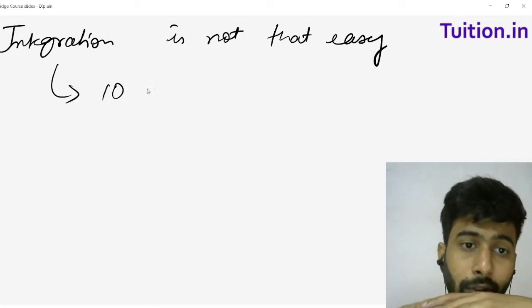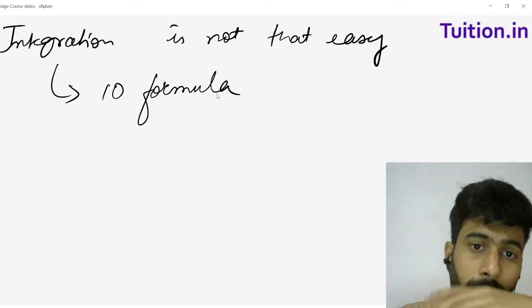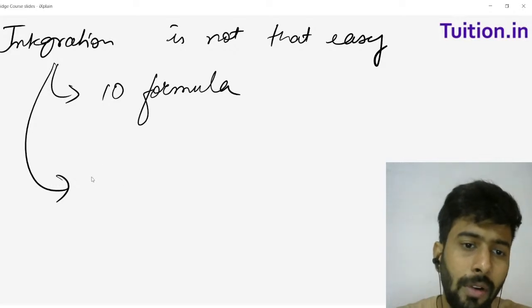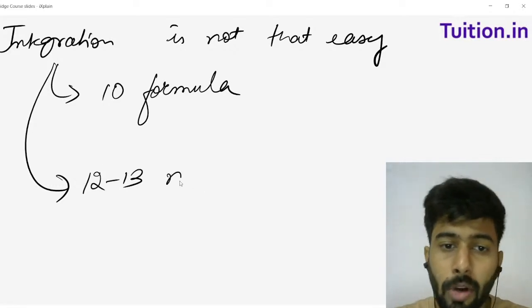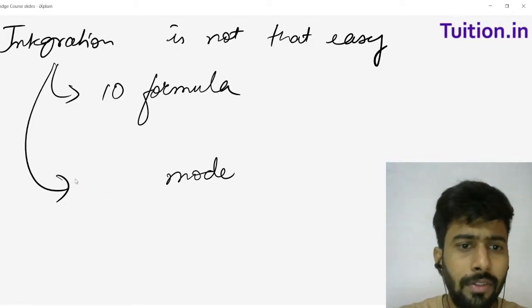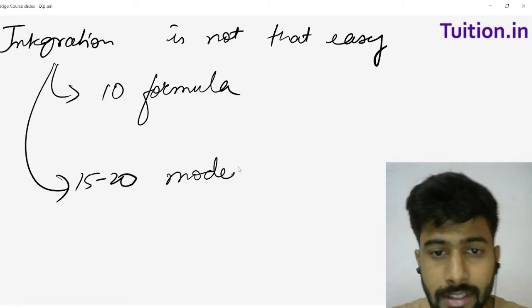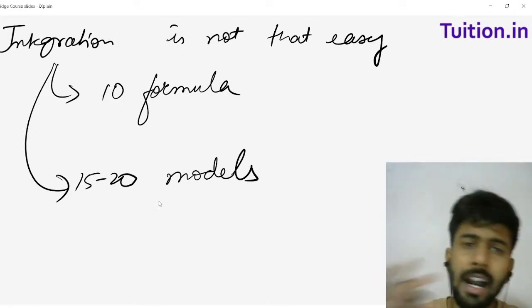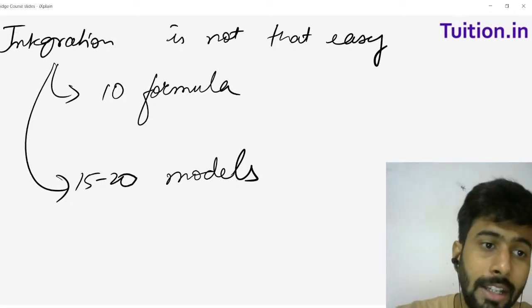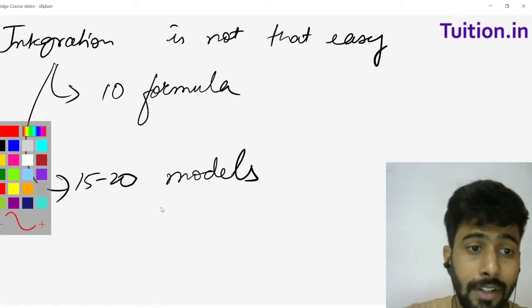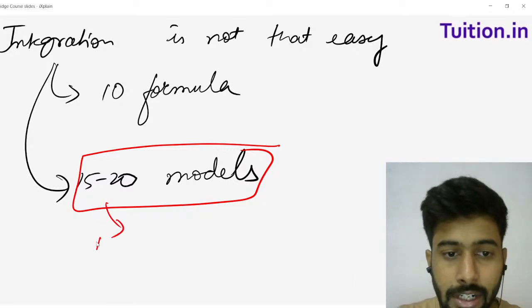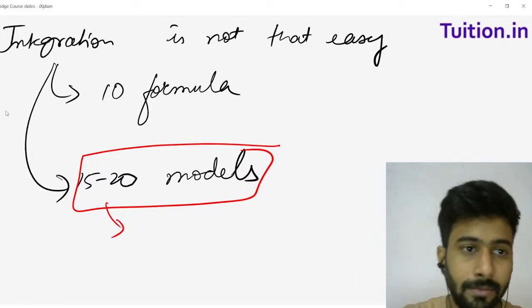Integration has these 10 formulae, and in your syllabus it has roughly 15 to 20 models. There are hardly any laws in integration that you will need to study. Instead of those 4 laws that we studied in differentiation, we have to study these 15 to 20 models, which you will study when you study this chapter.